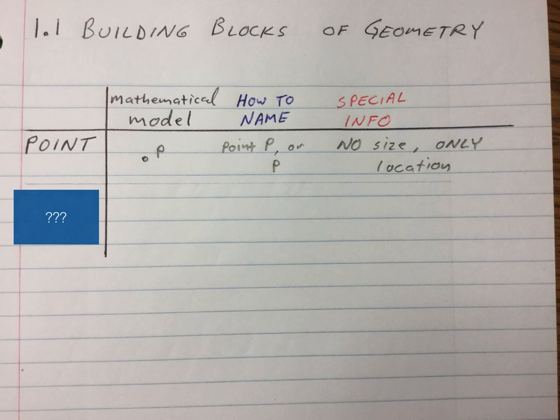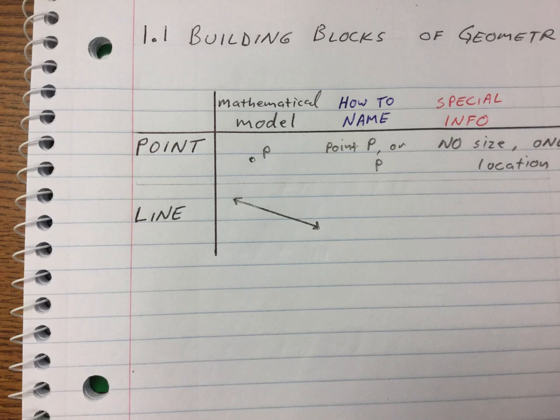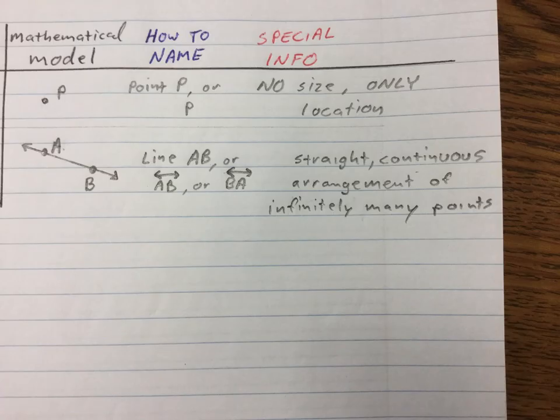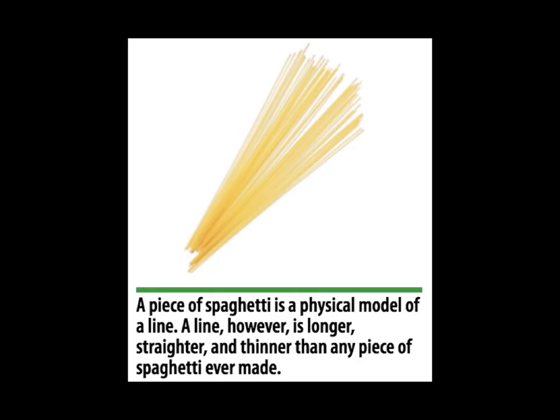The next building block of geometry is a line. We represent a line with the mathematical model. Here we notice the arrows. If we put on some points, A and B, then we can name the line AB. You could also name it BA. Please note the double arrows over top. Now, a line is a straight, continuous arrangement of infinitely many points. A piece of spaghetti is a good model for a line, but a line itself is much longer, much straighter, and impossibly thinner than any piece of spaghetti.